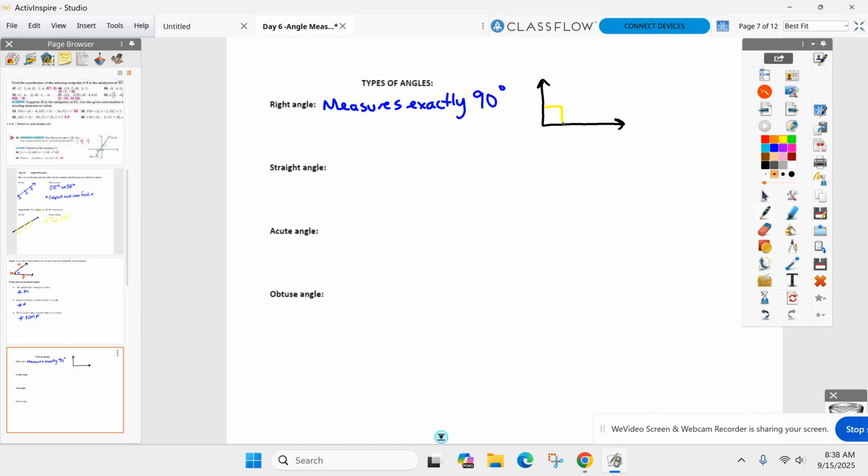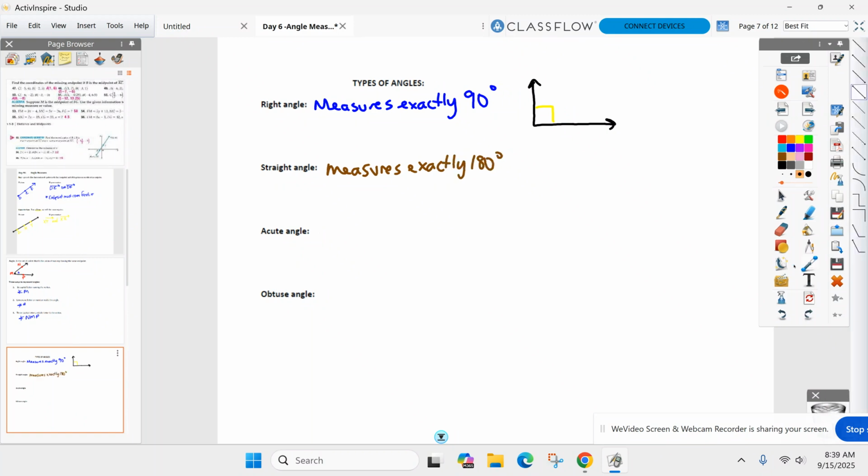Heard of a straight angle before? No, that's a new one. What do you got, Warren? Just a line, 180 degrees. It measures 180. It's another name for a what? You already said it. Not a half circle. A line. That's all it is. It measures exactly 180 degrees. All lines measure 180 degrees.